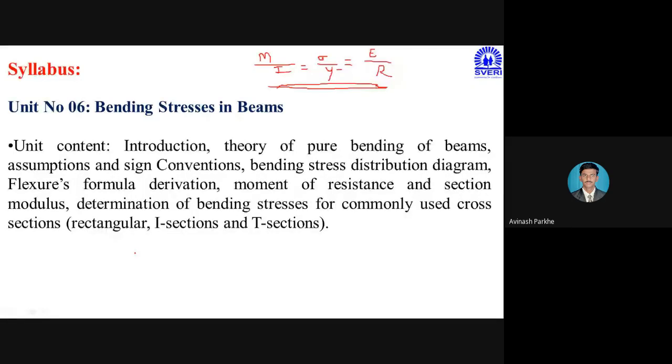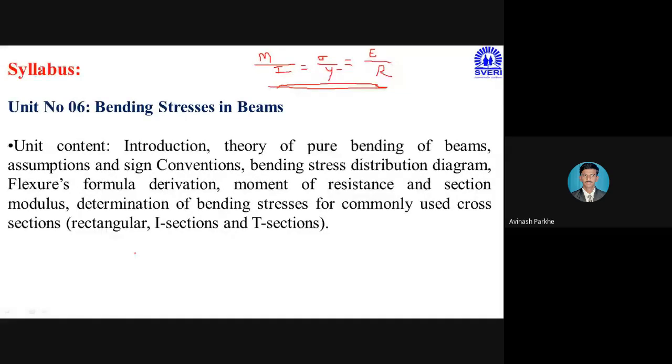For such different types of sections, we have to calculate the bending stresses. Once that formula is derived, how to use it for the bending stress calculation, we will see at that time only. But just remember this formula, M upon I is equal to sigma upon Y is equal to E upon R. We have to derive this formula, and by using this single formula only, we have to go for the calculation of the bending stresses.